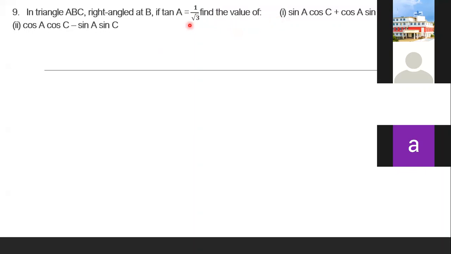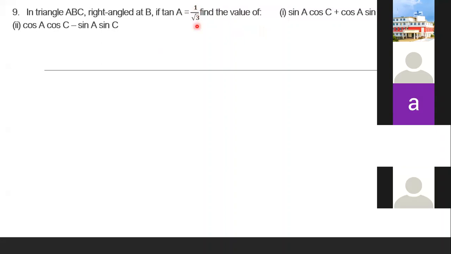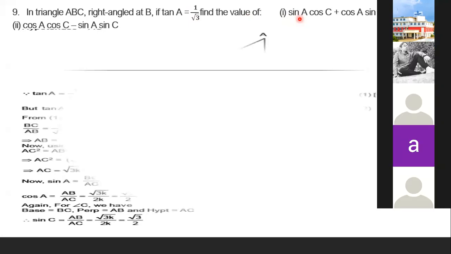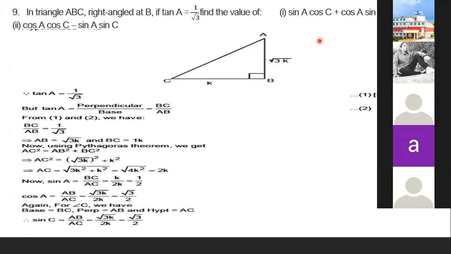So what is the hypotenuse value? 1 square plus root 3 whole square is 1 plus 3, 4. So hypotenuse is equal to root 4, it is 2. So hypotenuse is 2 with respect to angle A. Now what is sin A then?